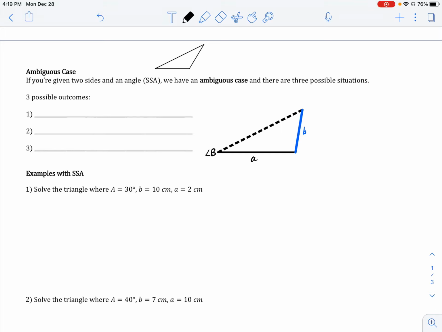Now that we've discussed the law of sines, let's discuss what we call the ambiguous case. An ambiguous case is when we are given two sides and an angle of an oblique triangle.